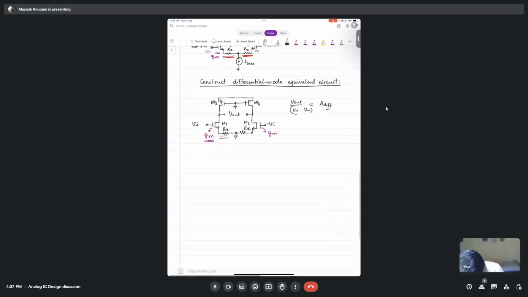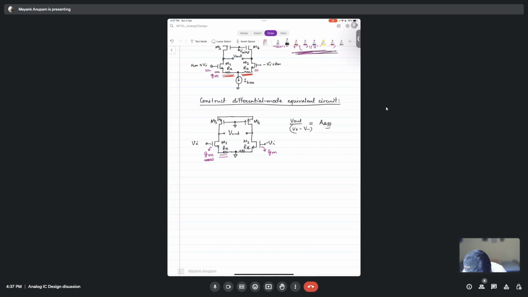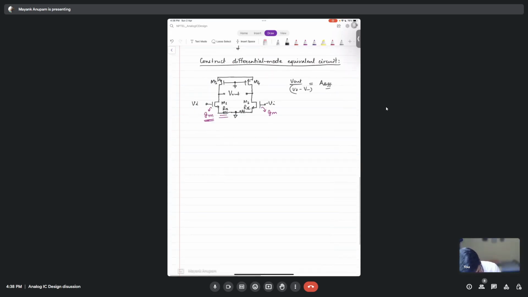Actually, sir, if the DC bias tail current is I naught, then both of the transistors will carry I naught by 2. No, tell me what will be the description of the equivalent GM of this circuit. Sir, the total circuit is having two halves. Correct.